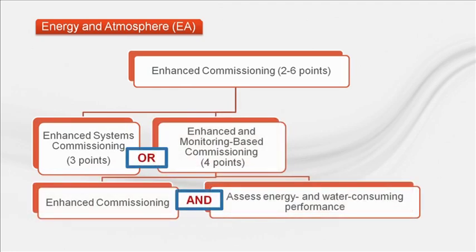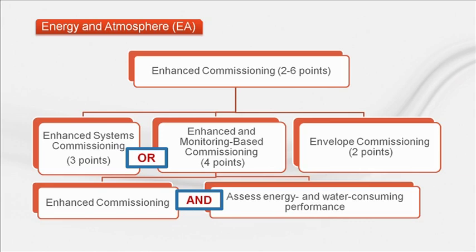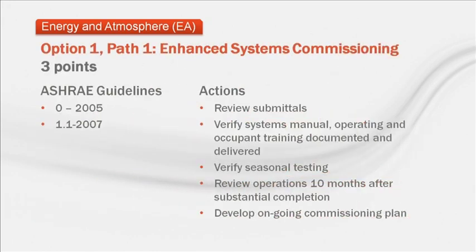A 4-point alternative is performing both enhanced commissioning and assessing energy and water performance. In addition, 2 points are available for envelope commissioning. Let's look at specifics for all of these options. Worth 3 points is use of ASHRAE Guideline 0 and 1.1 to perform the actions on the right side of the screen. Since his or her involvement spans a long time, the commissioning agent can ensure that design intent is met in the actual operation of the building.